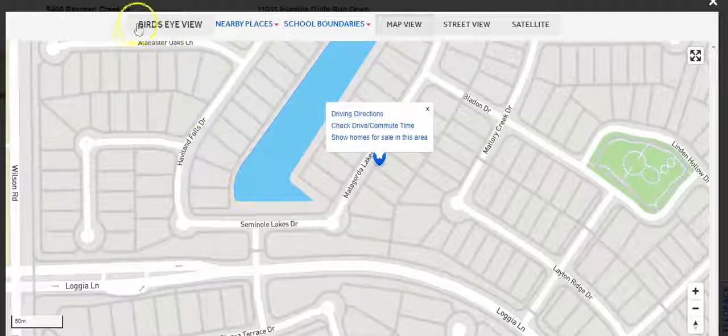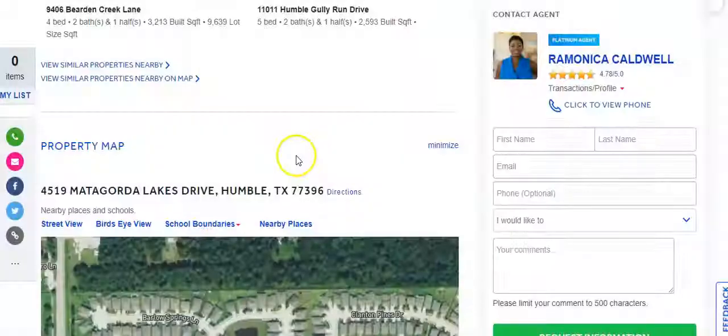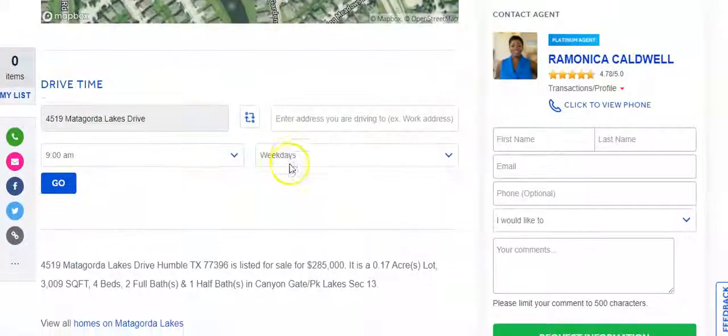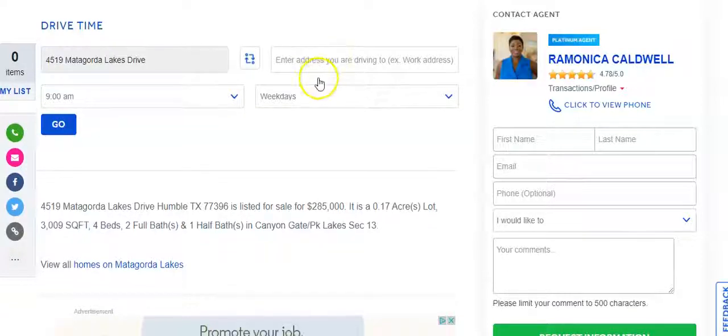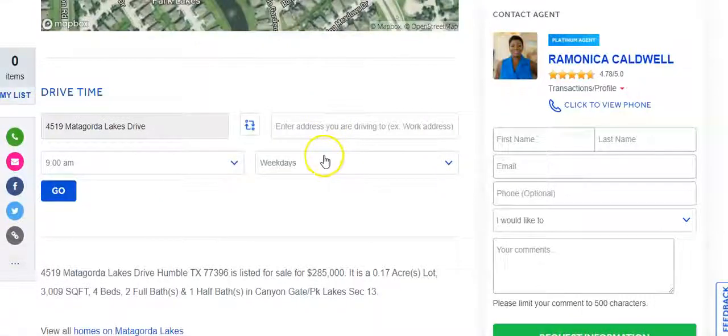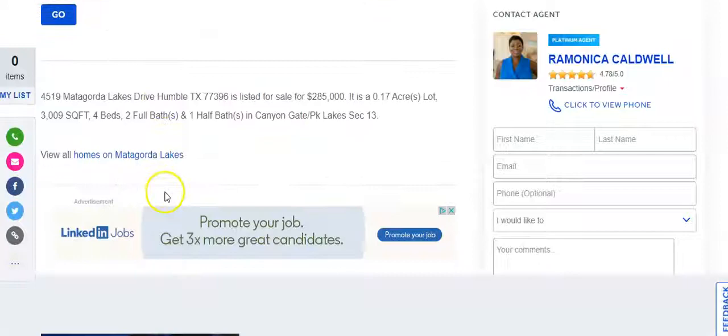Okay, we're going to go back, click out of that, scroll down. Then you can do a drive time. If you're trying to get to your work, you can go from the property address to wherever your work is, or if you want to show a church or a parent's house or sibling's house or any particular part of Houston that you want to go to, you can do a drive time.